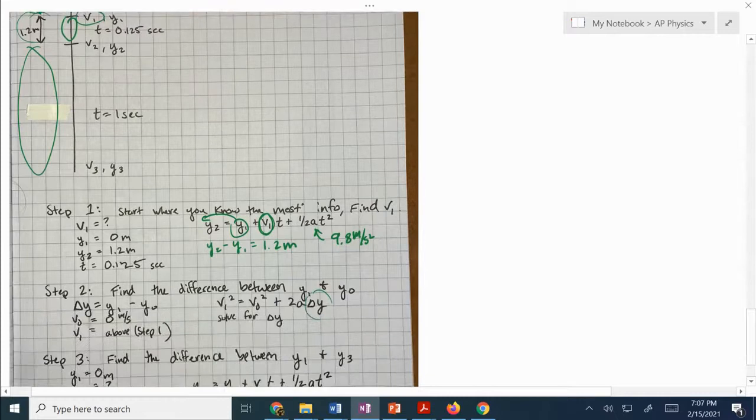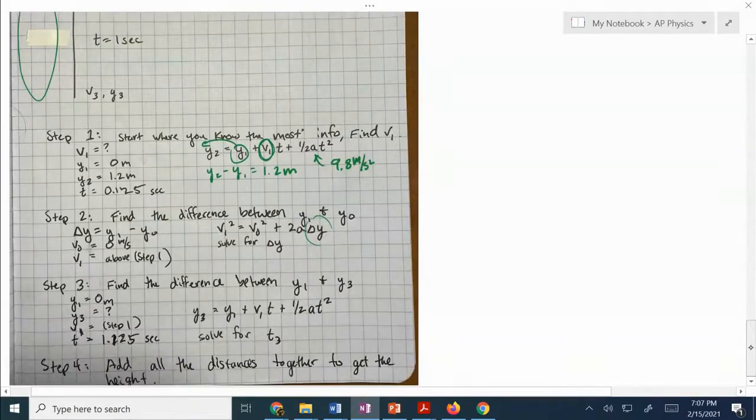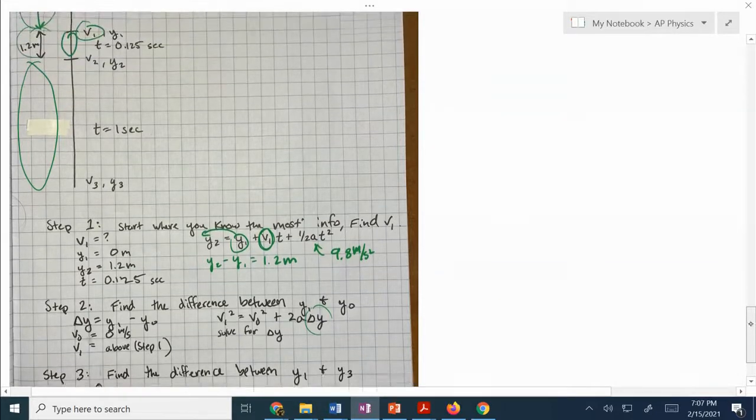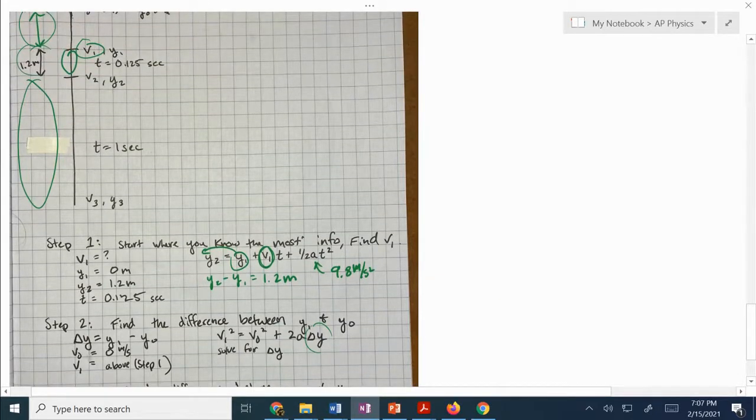between Y2 and Y3. So step 3 is find the difference between Y1 and Y3. Now here's the reason that I did that, because I don't want to have to find V2 if I don't need to. So what I'm going to do is basically, because I know the time for that whole thing, t is equal to 1.125 seconds. And again, the reason that I know that is, it takes 2 seconds from here all the way down and then back up again.